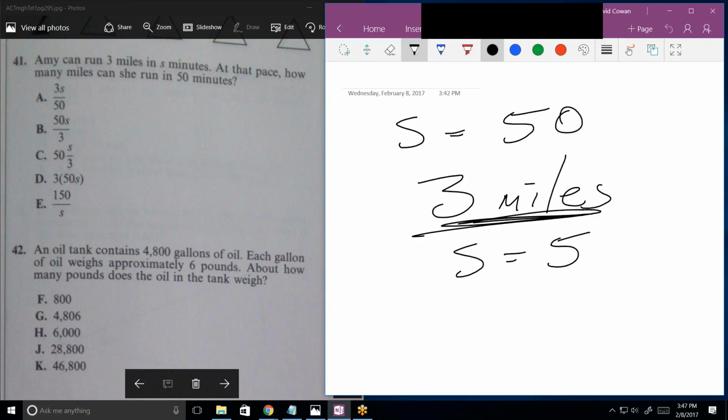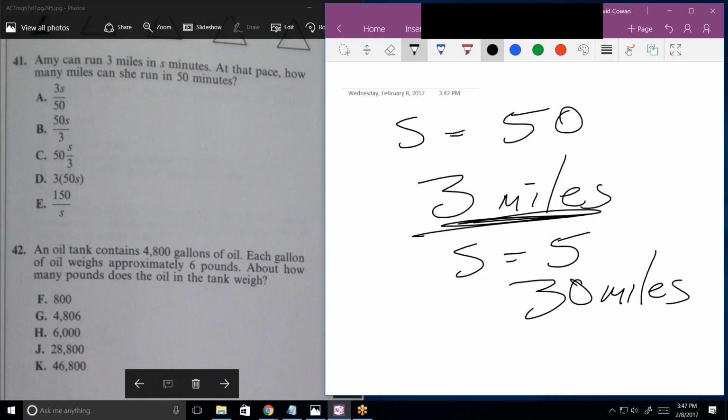3 miles in 5 minutes. She'll run 30 miles. So we know the answer is either A or E, right? Which one is equal to 30 when we let s equal 5? 3 times 5 equals 15 divided by 50. So it's E because A is not correct. Exactly. So the first instincts were actually wrong, and making up numbers for s led us to the right answer, which is E.